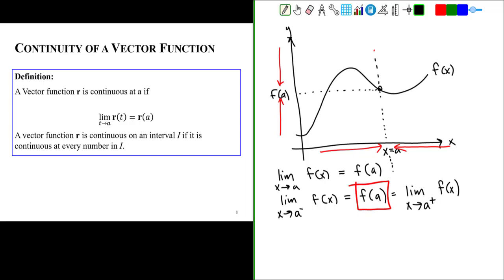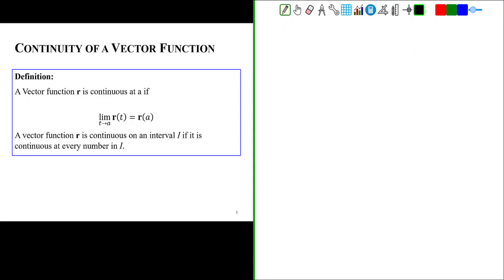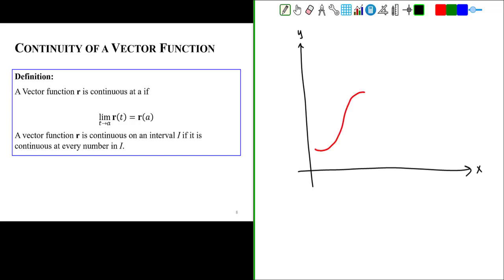Well, let's look at a different example. Let's look at an example in which we have a discontinuity in our expression. Let's say our function looks like this. Notice I had to lift my pencil. So there is a discontinuity at x equals a.